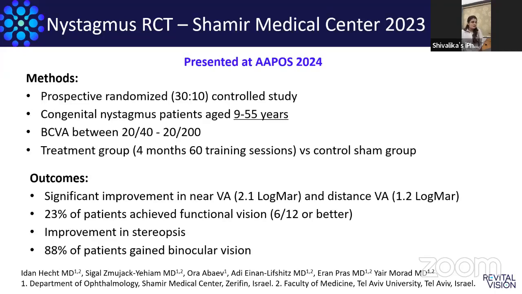23% of patients in the Revital Vision group actually achieved their functional vision, which is 20/40 (6/12) or better. The main gain of this study with congenital nystagmus was their improvement in stereopsis, and 88% of the patients actually gained better binocular vision.